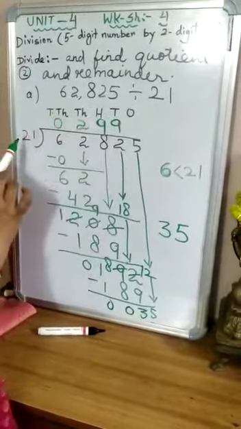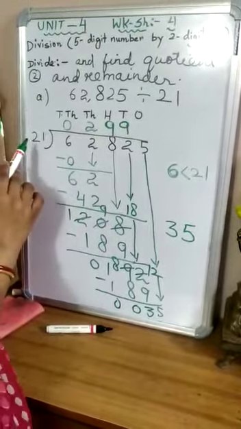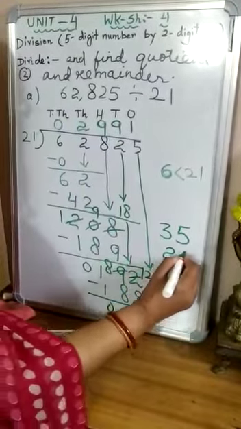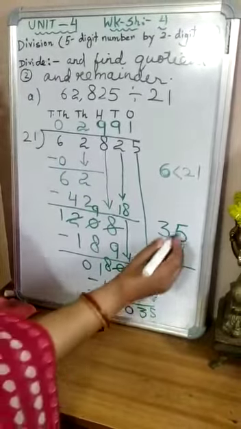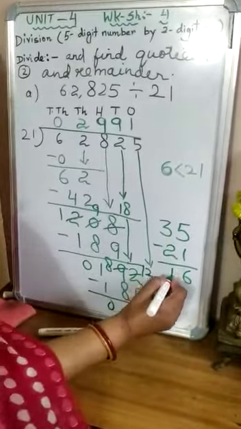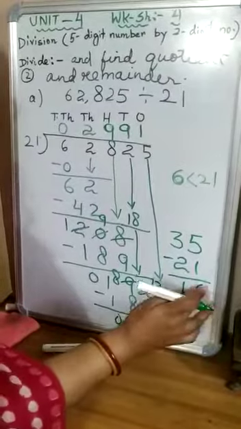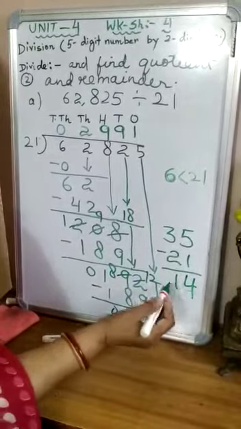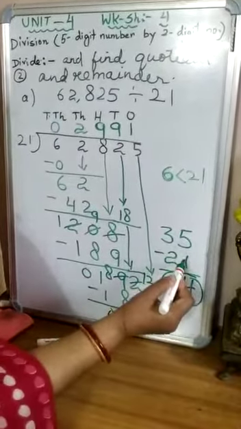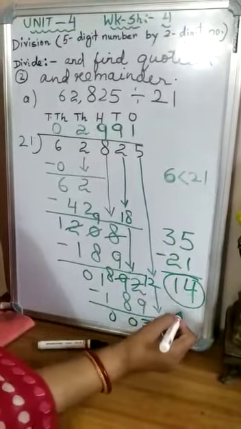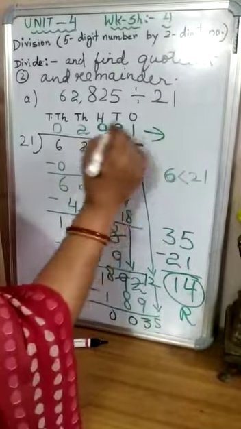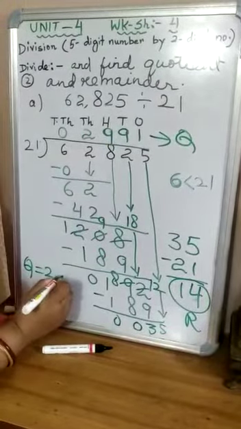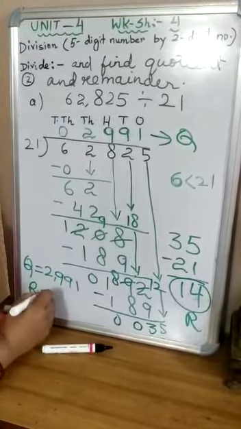Now I will start the multiplication table of 21. 1 times 21 is 21. 2 times 21 is 42. 42 is more than 35. So I will take 1 times 21, which is 21. So 35 minus 21 is how much? 5 minus 1 is 4. 3 minus 2 is 1. So 14 is the remainder and the quotient is 2991. So you will write down quotient 2991 and remainder 14.